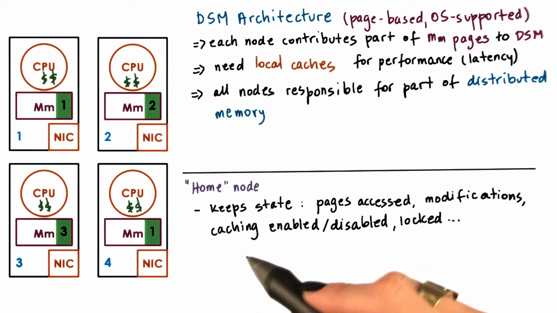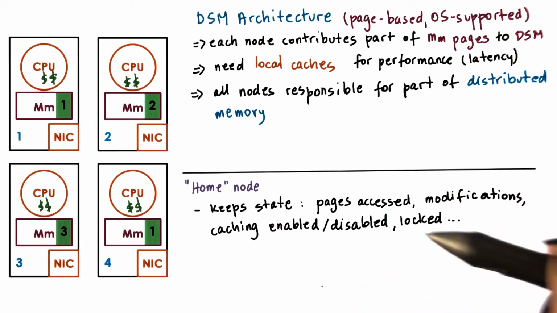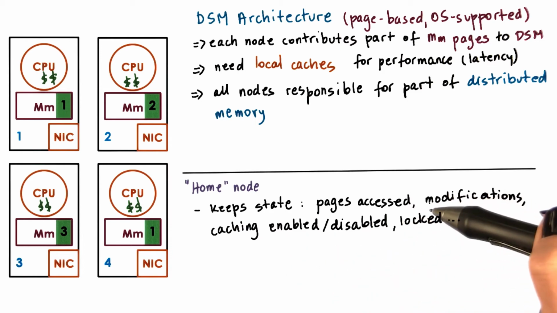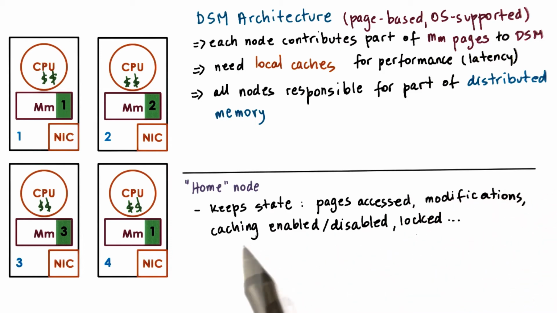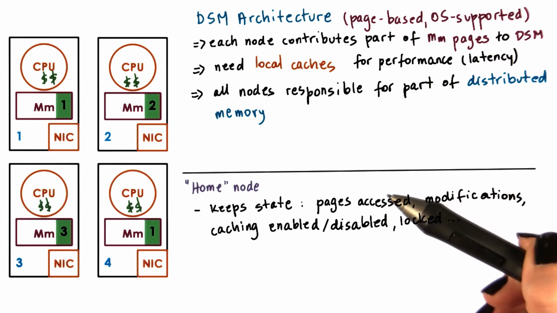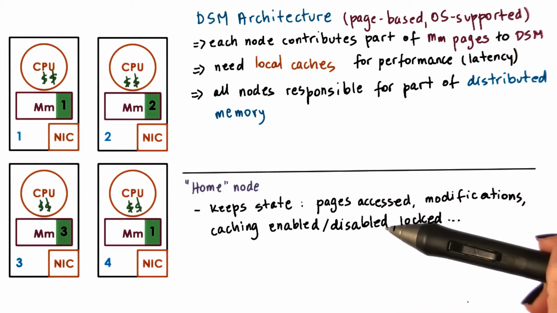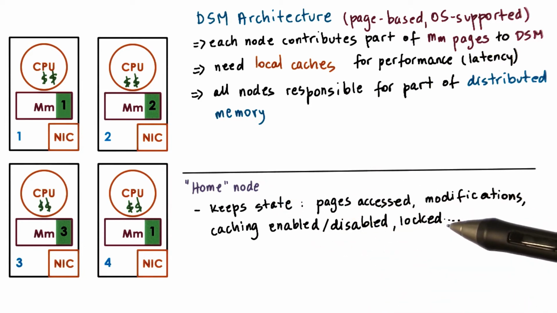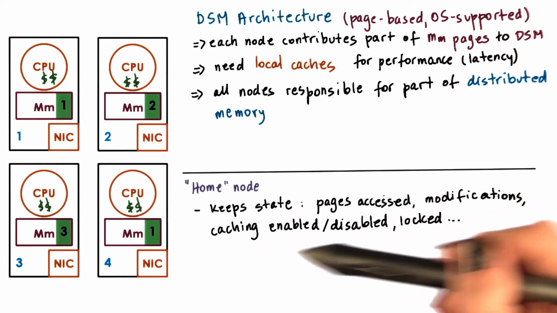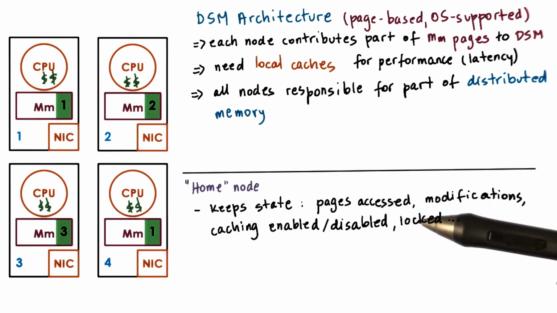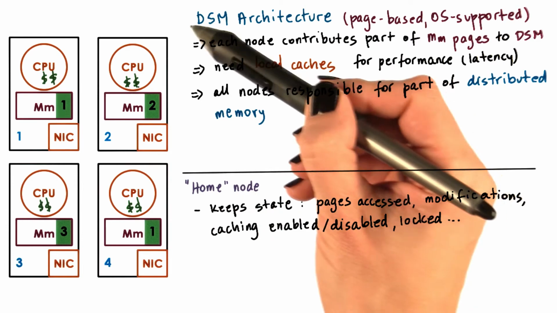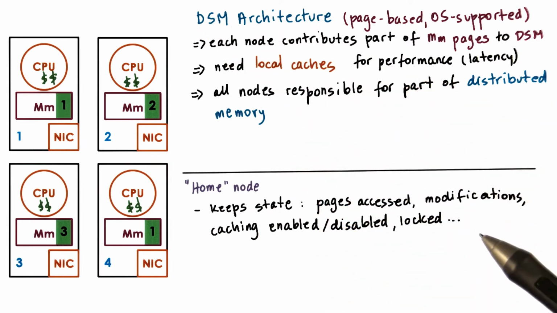The home node will have to keep track of states such as whether the page is accessed, who it is accessed by, whether it's been modified. We may also choose to incorporate mechanisms to dynamically disable caching for a similar motivation like what we had in the Sprite file system. Whether the page is locked, that's another useful piece of information. All this information is used in enforcing the sharing semantics that this particular DSM system will implement.